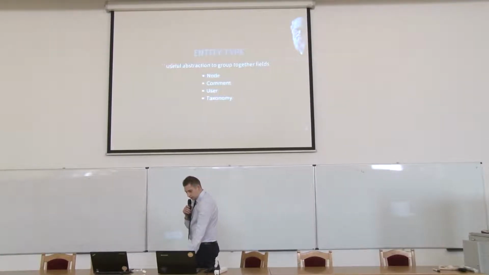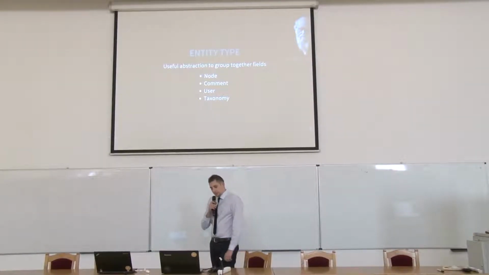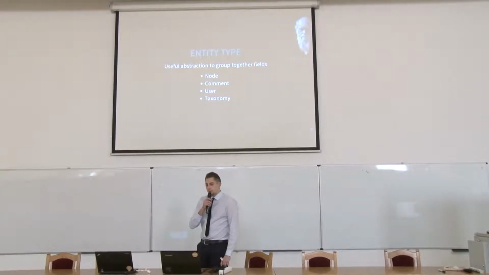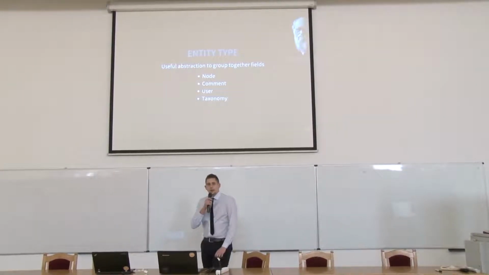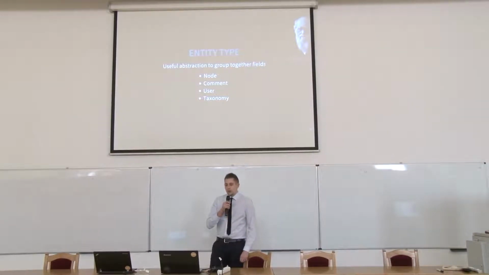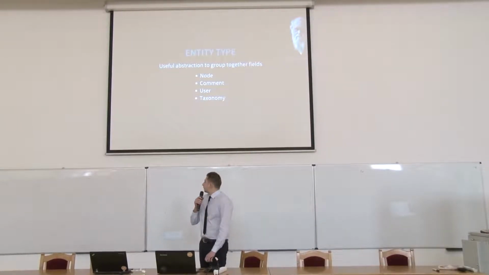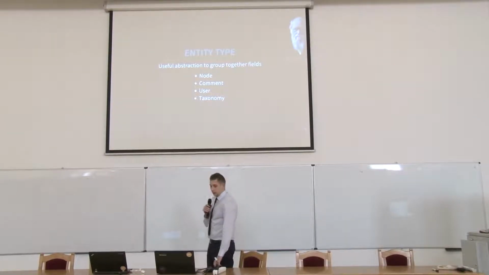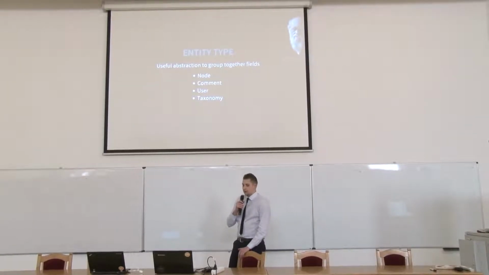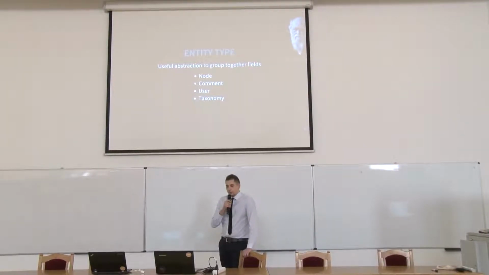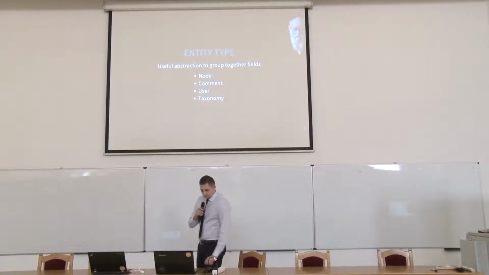Let's start with some basics and define the concepts. We know that from Drupal 7 we have the entity API. With the entity API we can add fields, not just to nodes. We now have fieldable entities that make Drupal more flexible. And we have the entity types. Entity types can be viewed as a useful abstraction to group together fields. In core we have some entity types defined, like nodes, comments, users, or taxonomies.